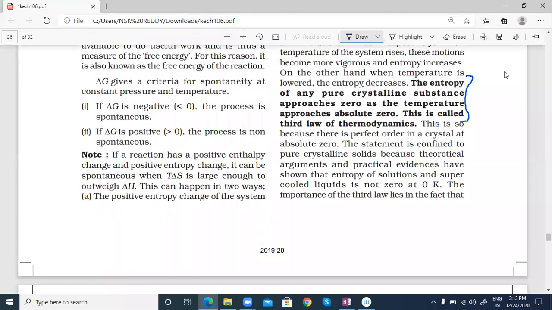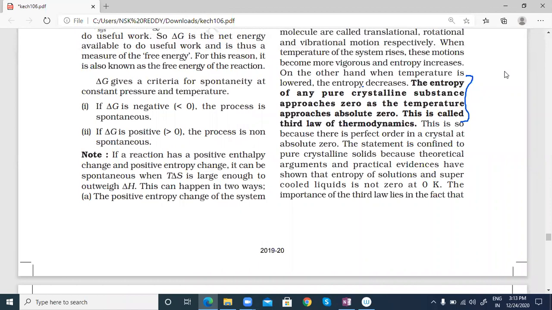Write the definition. Saturday class, no class Saturday. If class is there, we'll discuss. If not, next weekend.